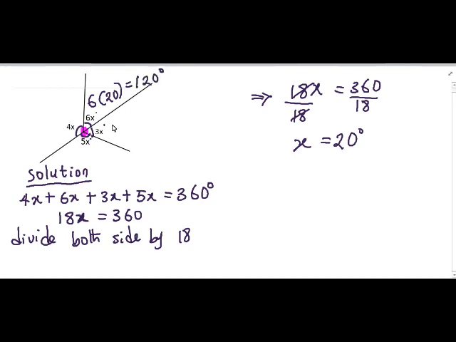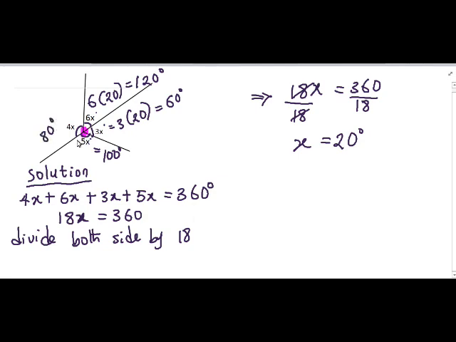So same thing happens here. We'll have that 3 bracket 20, and that will be giving us 3 times 20, that will be giving us 60 degrees. Same thing applies here. Here is 100 degrees, and here is 80 degrees.